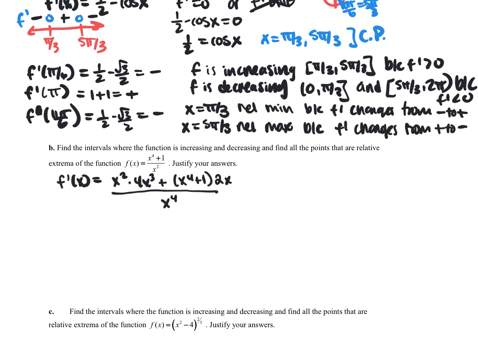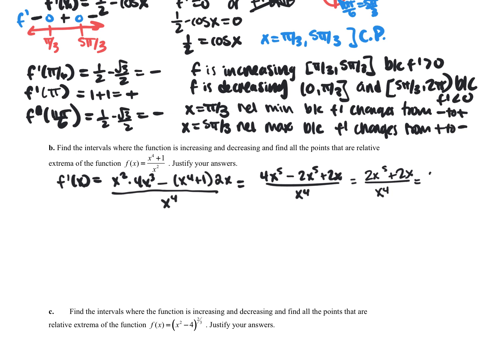Now, we do need to simplify this in order to analyze it, to figure out where it's equal to 0 or does not exist. So if we want to simplify this, we're going to have what? 4x to the 5th plus 2x to the 5th plus 2x. Oh, sorry, thank you. What am I doing? Putting a plus in the quotient rule. So we'll have 2x to the 5th plus 2x.